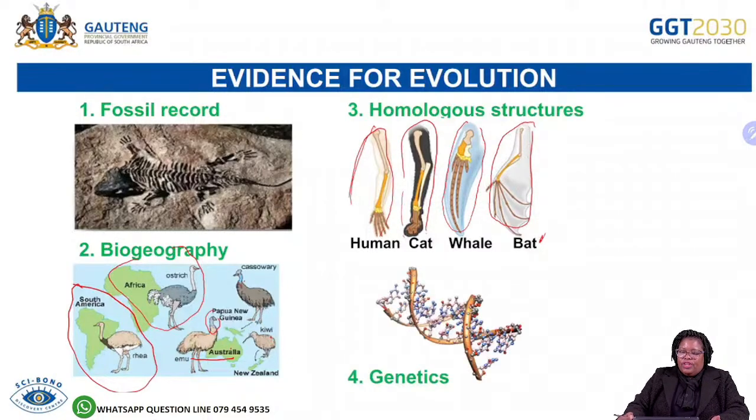Okay. The next one is genetics. Evidence for evolution through genetics. Now, in terms of genetics, remember, all organisms have their DNA. Siblings can have DNA. Identical twins all have DNA, but their DNA is unique. They are not the same. But with the DNA, we can also look at what? At the relatedness of the organisms.